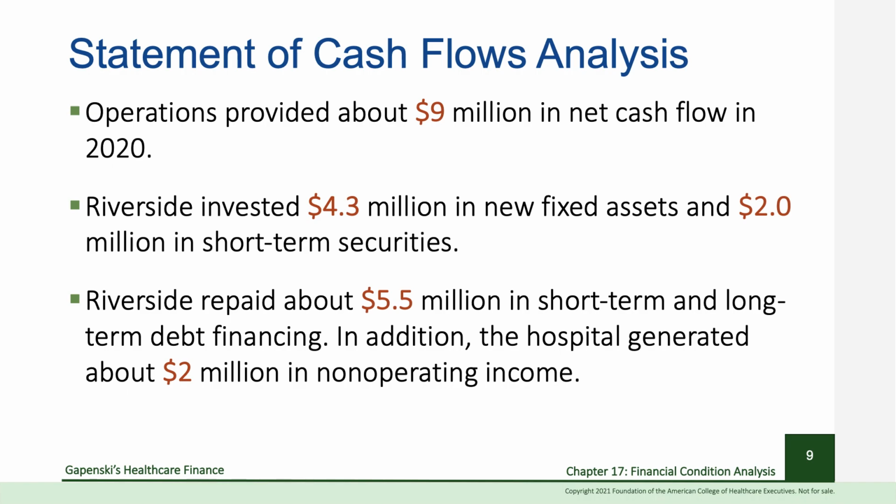Riverside repaid about 5.5 million in short-term and long-term debt financing, and that 5.5 million is 2,150, which is under cash flow from financing activities, repayment of long-term debt, plus 3,262, which is the repayment of notes payable, and the 323 from the lease principal repayment. We added all of that to get the amount that Riverside used to pay off their debt, which was about 5.5 million. In addition, the hospital generated about 2 million in non-operating income.